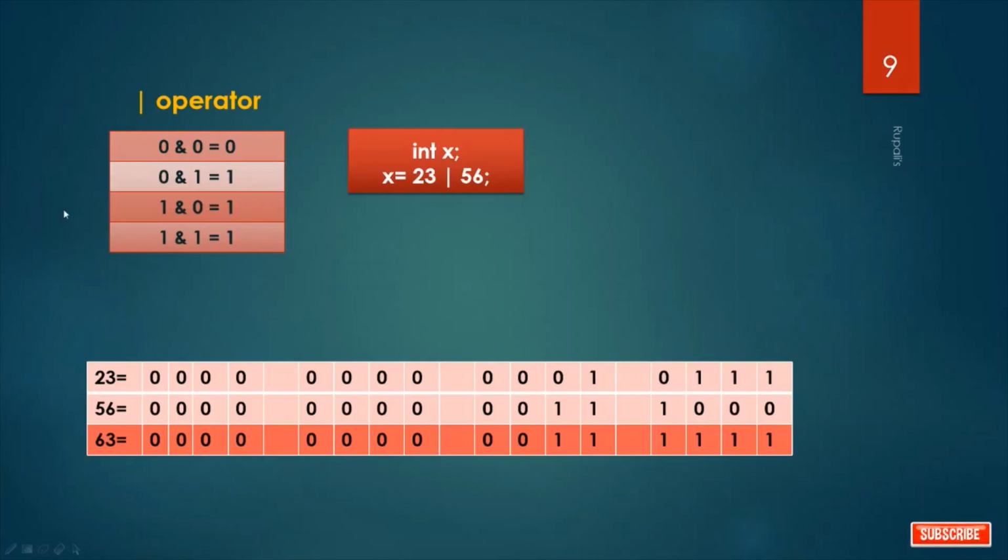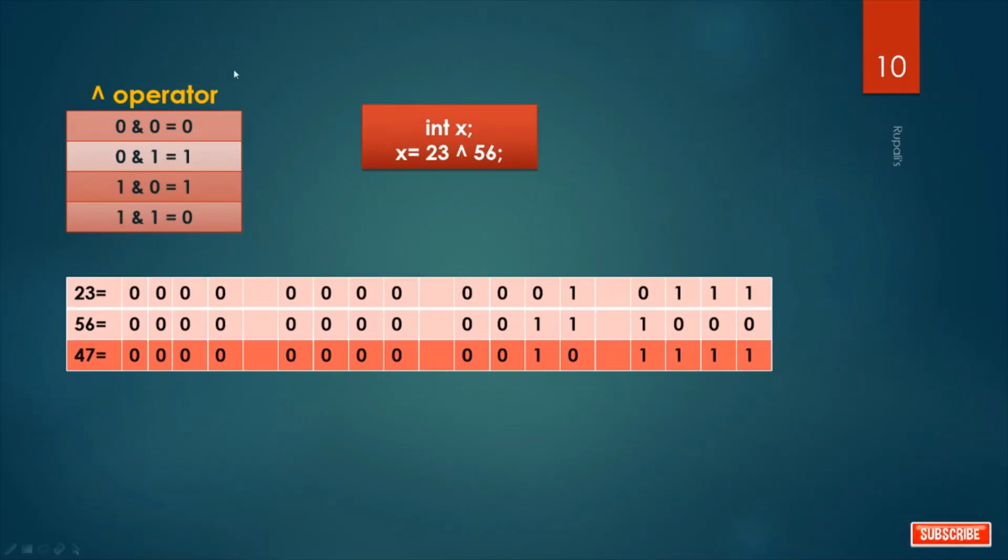Now OR operator. So if any one bit is 1, then the result is 1 in case of OR operator. So what is the value of x if I write 23 | 56? First the binary representation of 23 is this, the binary representation of 56 is this. After performing the OR operation, we get this result. So the result is 63.